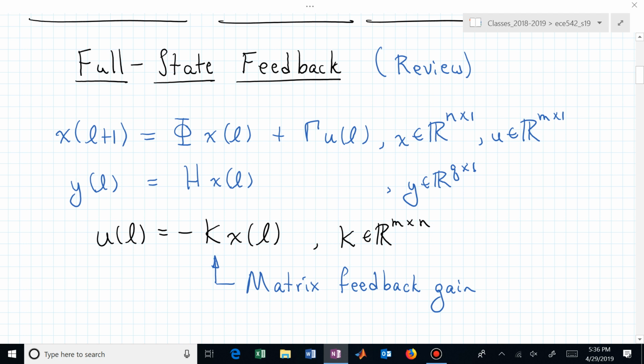We want to now look at feeding back every one of those state variables, x, scaled in some way, k. And that's our feedback gain matrix, and depending on how many inputs we have, if we have m inputs, and if we have n state variable components, our feedback gain matrix is going to be dimensionally m by n to be compatible with gamma and phi, so that we can now combine the product of gamma k with phi.